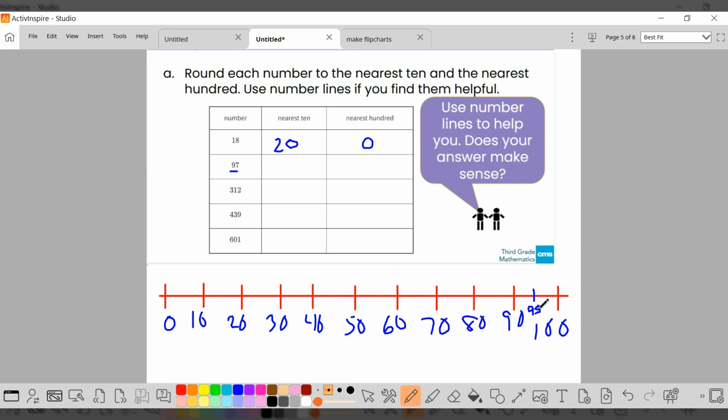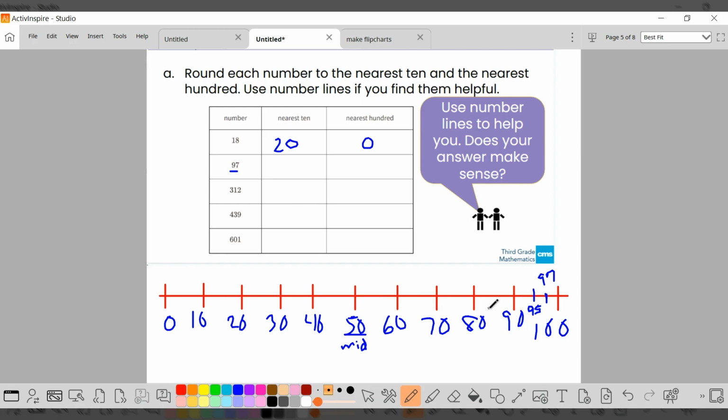Now, when I'm counting, I am going to say it is after 95 because 96, 97. So that's going to be somewhere in here, 97. Now we know on the number line, this is our midpoint as well. But at this point, we don't really need it.